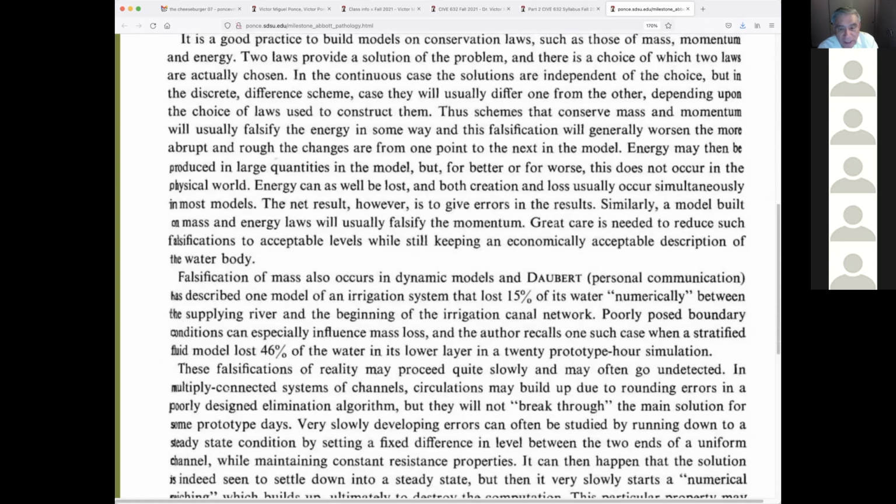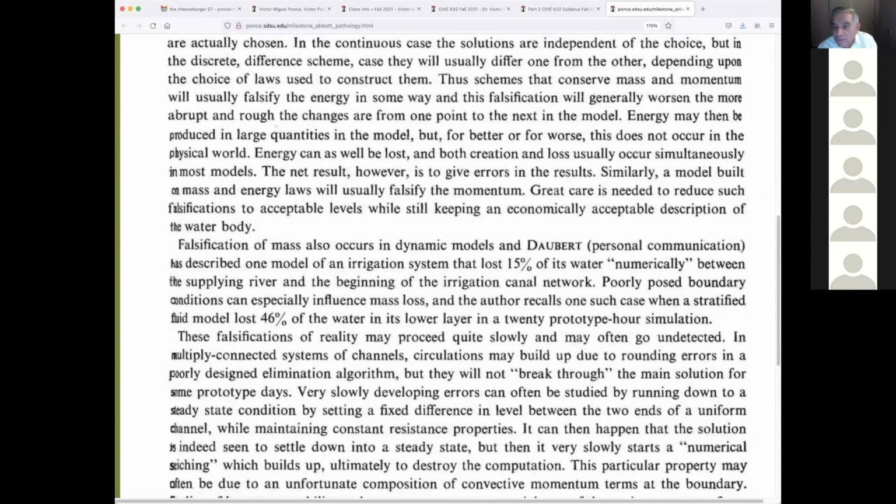Now, falsification of mass also occurs in dynamic models. And Abbott describes one model of an irrigation system that lost 50% of its water numerically. Yes, falsification of mass is not common, but it can happen if you're not careful with the formulation of the model. And remember, we did the Muskingum-Cunge and we had it done nonlinear, and it falsified mass very little. It was 1% in 500 miles, but it did falsify mass, and we were able to prove that in fact that is the case. We wrote 2 papers on that.